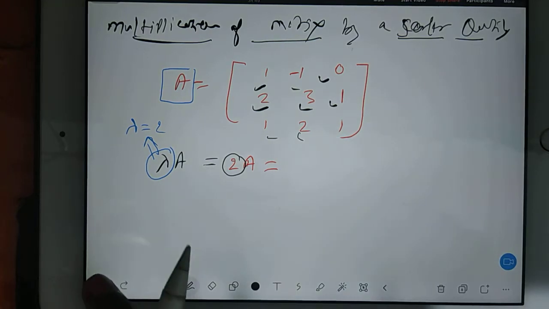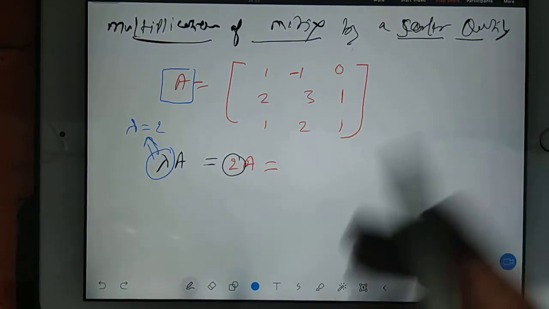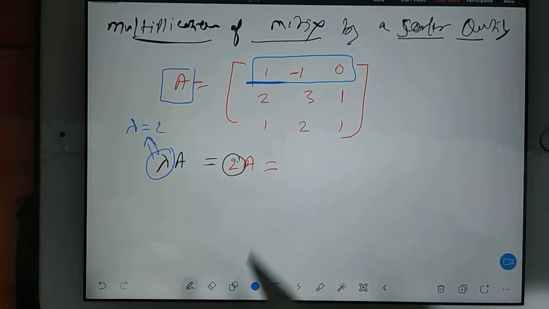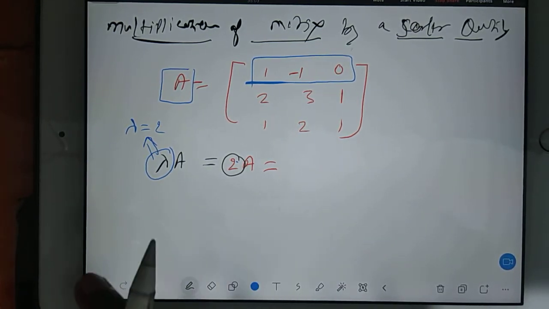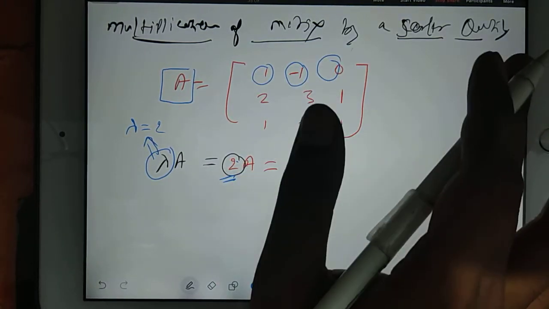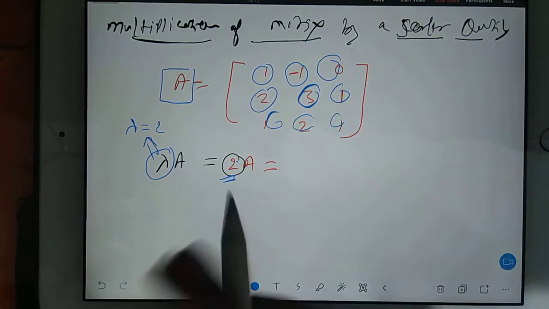Now what kind of confusion do students have? Some students may think, from childhood memories, that this 2 we will multiply only in one row. But no guys, we have to multiply this 2 in every individual element, in all the nine elements, right? I hope you got it.